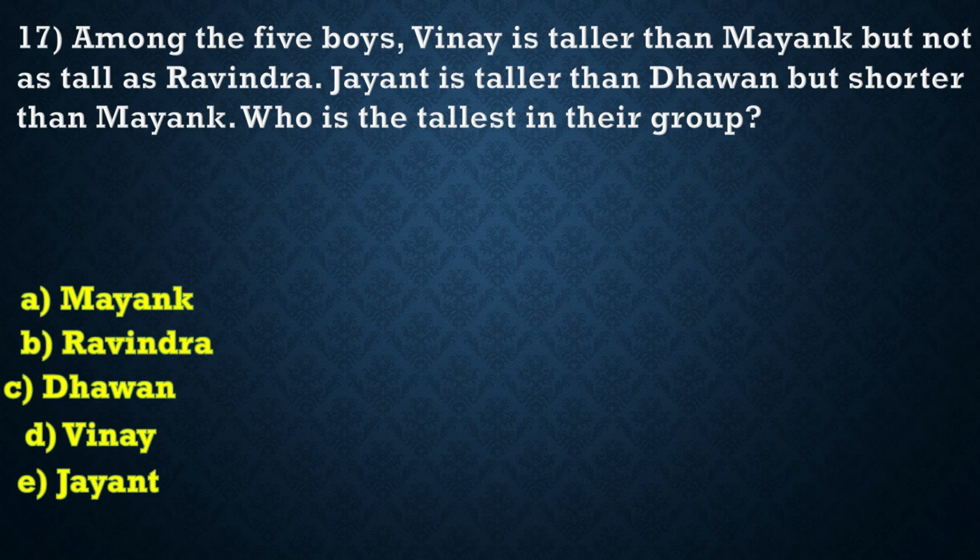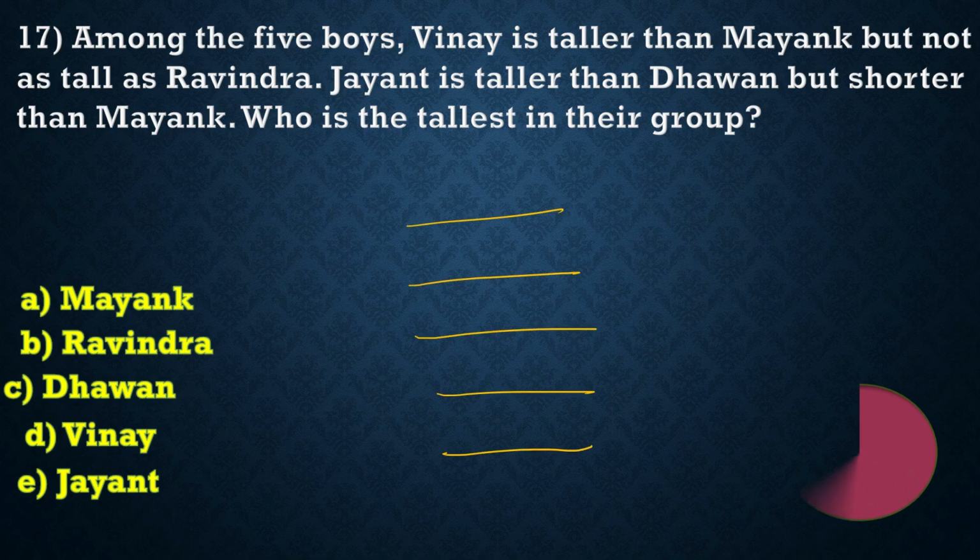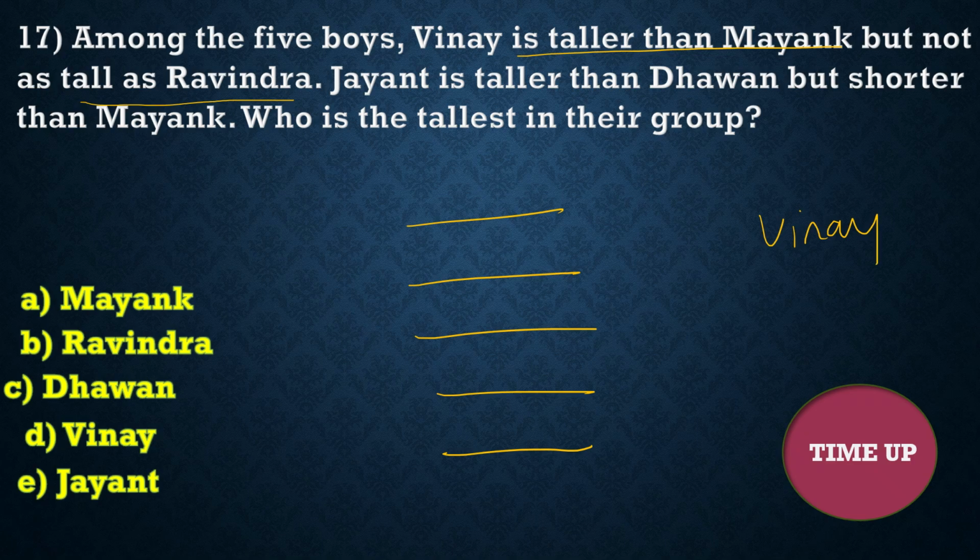17th question on your screen and your timer starts now. Among the five boys are there. From reading the first line, what you understand, there are five boys. 1, 2, 3, 4, 5. Next, Vinay is taller than Mayank, but not as tall as Ravindra. Make a rough sketch because we don't know where to place Vinay, Mayank, and Ravindra from the first sentence itself.